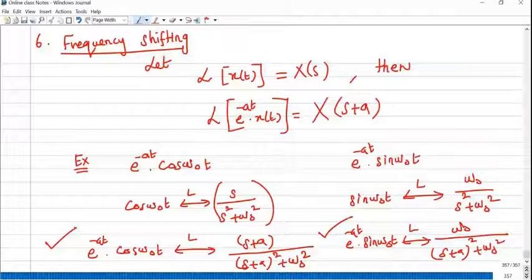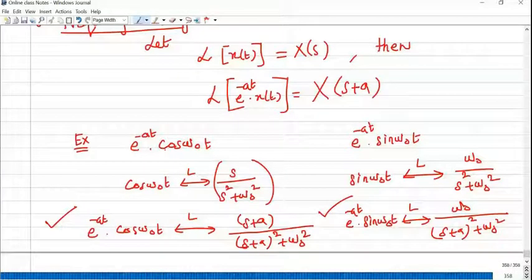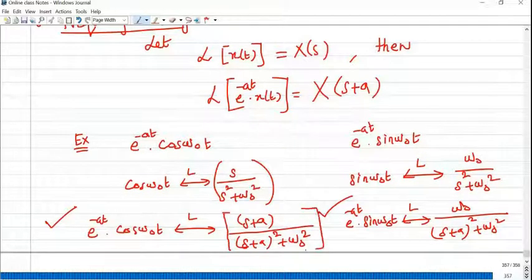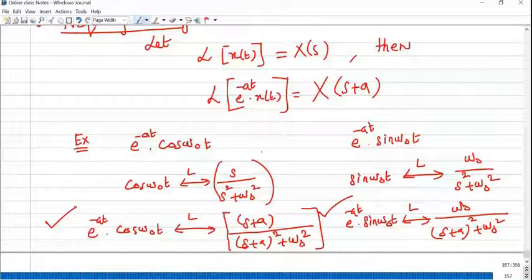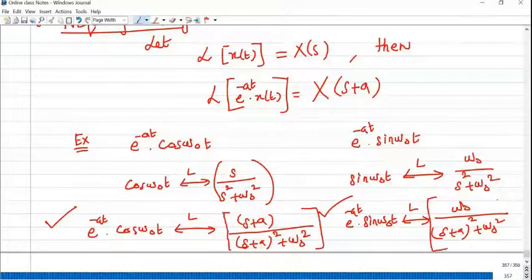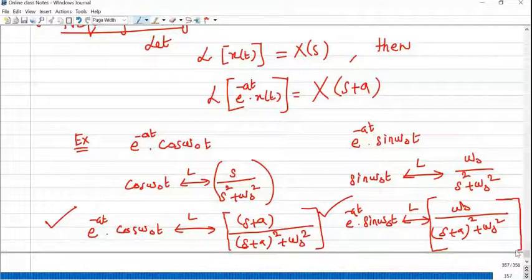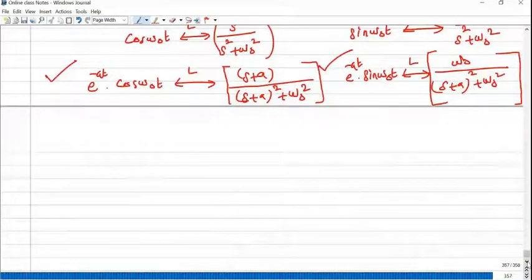Delta of t, u of t, e power minus a t u of t, minus e power minus a t u of minus t, cos omega naught t, sin omega naught t, and then e power minus a t cos omega naught t. What is the Laplace transform formula? S plus a divided by s plus a whole square plus omega naught square. E power minus a t sin omega naught t, Laplace transform formula: omega naught divided by s plus a whole square plus omega naught square. So these are all fundamental formulas. I'll just list out some properties, then we'll continue in the next class.